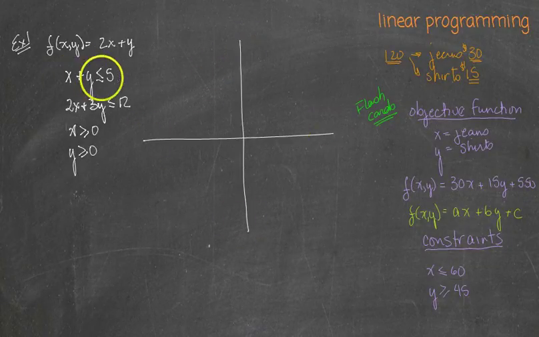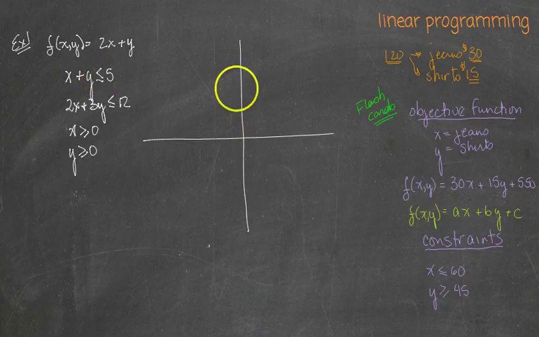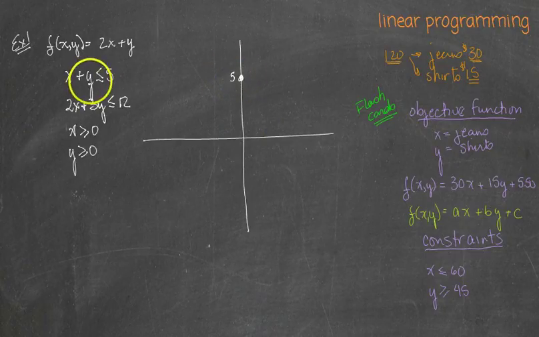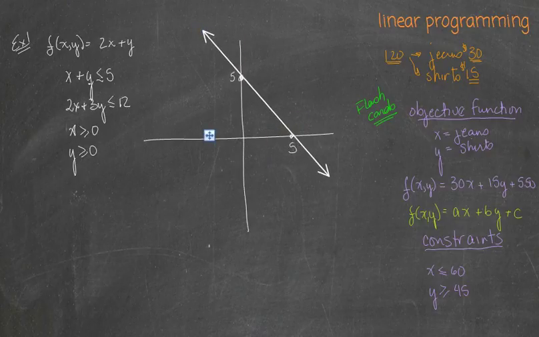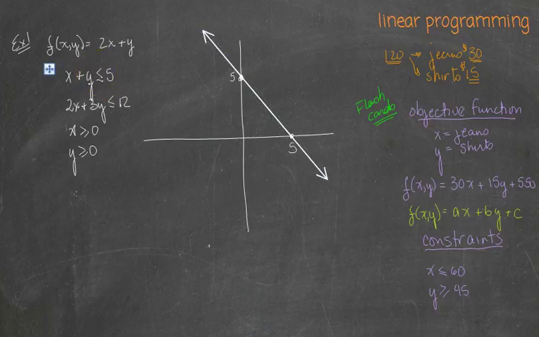So let's start here. x plus y is less than or equal to 5. So if x is 0, y is 5. Remember, when you're going to graph, you just treat it like it's an equals. So when x is 0, y is 5, and when y is 0, x is 5. And since it can be equal, it's less than or equal to, then I'm going to use a solid line.